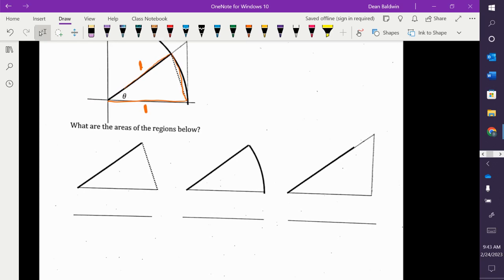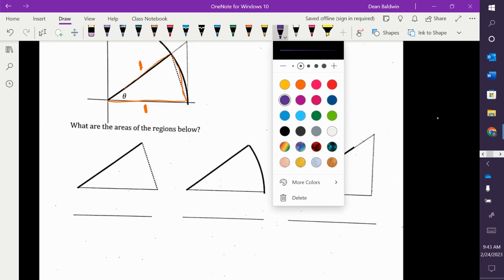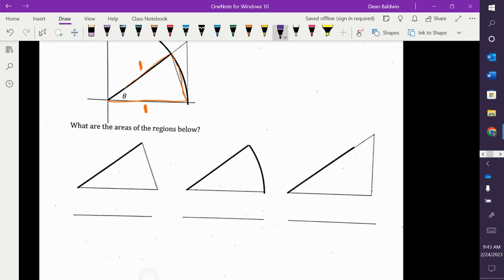What's the area of a triangle? The formula. Yeah, 1/2 base times height. So the area of a triangle is 1/2 base times height. If we look at this one, so the height is this.